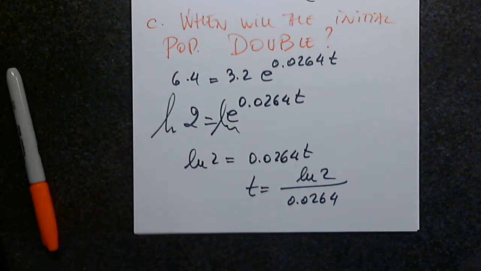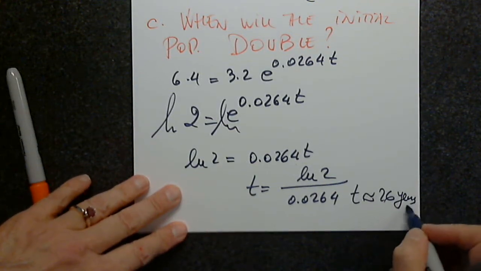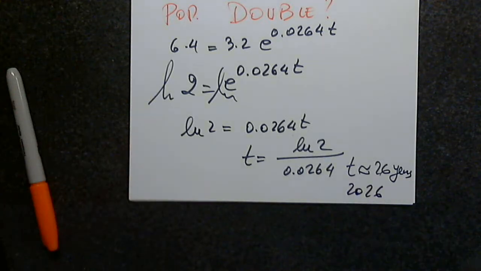So this will give us the number of years since 2000 needed for the population to double. And how much did we get? 26. So t is about 26. So in 2026, assuming peace is on Earth, which I hope for everyone, in 26 years, the population will double from 3.2 to 6.4.